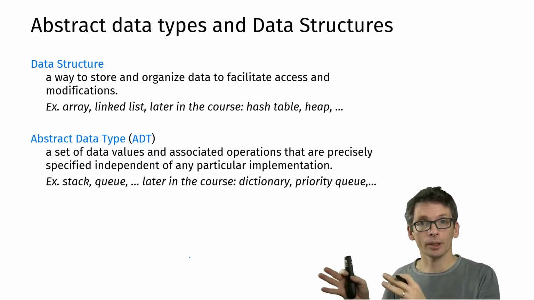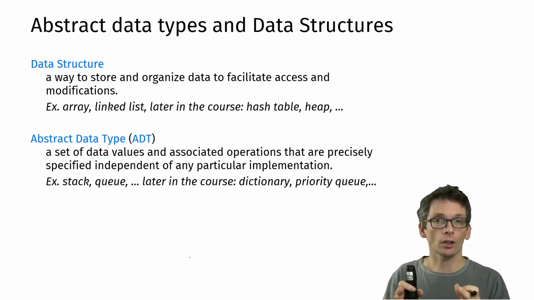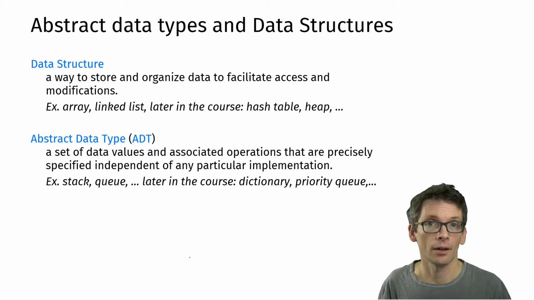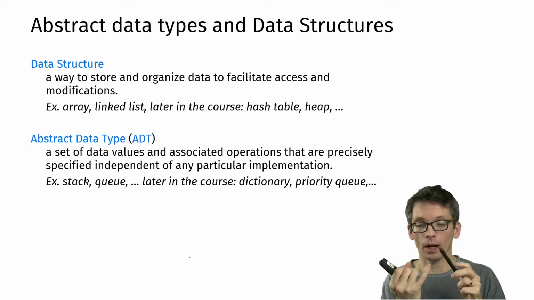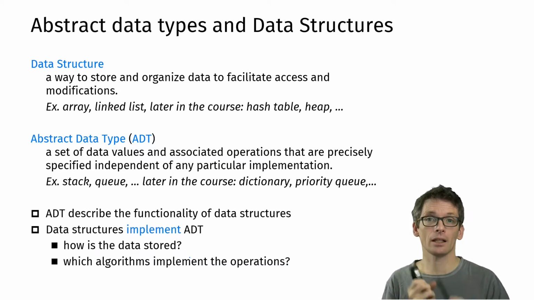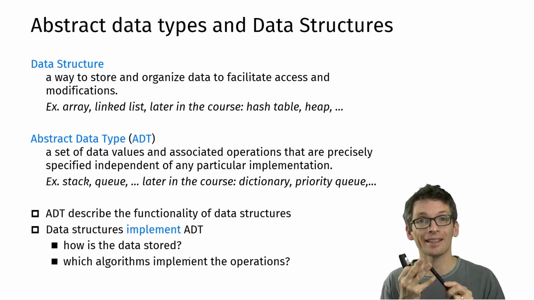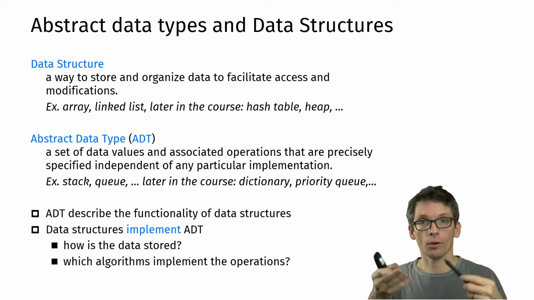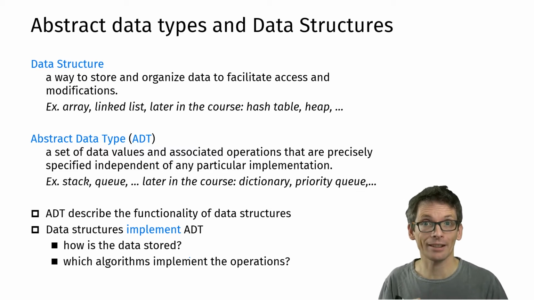So, abstract data types describe functionality, and data structures say how we implement this functionality. For that we have to think about how we store the data and how we implement the algorithms for the operations that we want to have, so for the access and for the modification.